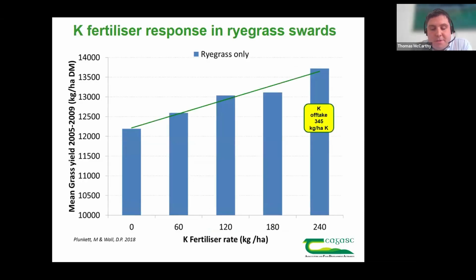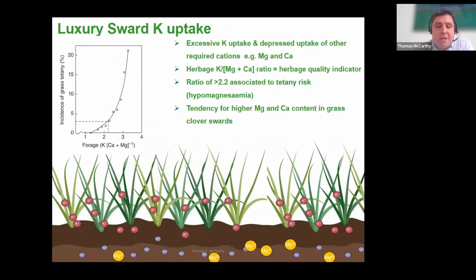So, some previous research done here in Johnstown Castle, looking at ryegrass yields in response to fertilizer K input, we can see that there's a very positive relationship between additional fertilizer K input and yield. And we could say from these findings over a course of a few years that for every kilogram of K fertilizer input, we were getting a return of 6 kilograms of dry matter grass back. That's not the full story.